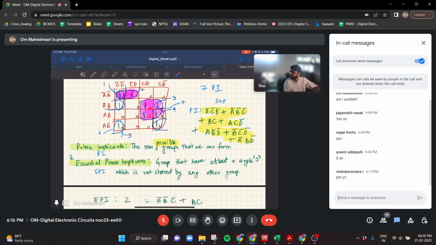Is it clear? Please feel free to use your mic also if you wish to. Venkataraman, is it clear? You said 3.